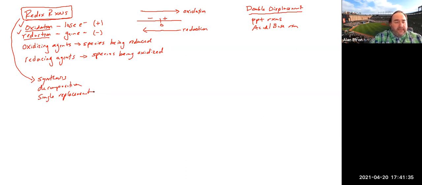When we talk about the oxidizing agent and the reducing agent as well, just a reminder, that is found on the reactant side.